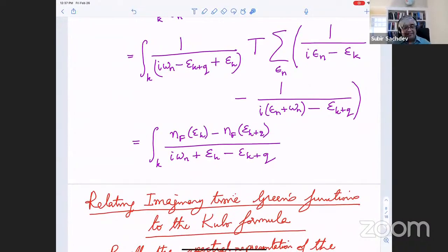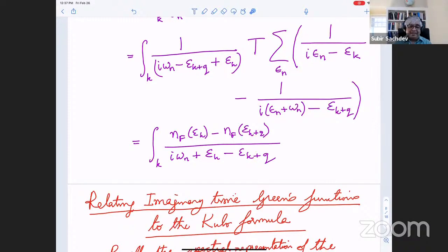Okay, so that should start looking familiar to you. It's almost the Lindhardt expression. But the Lindhardt expression was in real frequencies, and it was obtained for the retarded commutator. This is just the time-ordered imaginary frequency object. So it's not what we wanted.